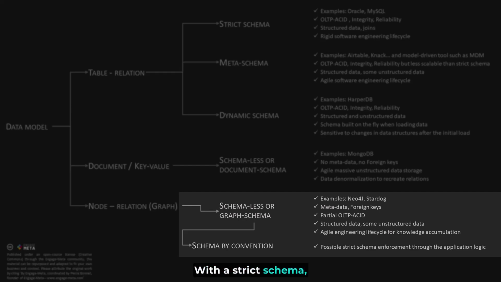With a strict schema, the ontology will be fixed. With a meta-schema, it will require a modeling step with each evolution of the ontology. And with a document schema, there will not be sufficient links. Only the graph schema offers both the flexibility and richness of links between the data.